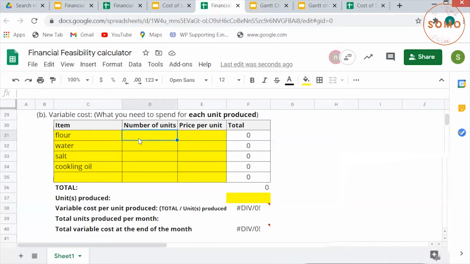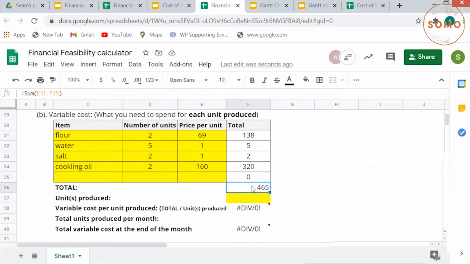In the case of flour, she will use 2 kilograms of flour. She'll also use 5 liters of water. She'll also use 2 tablespoons of salt. And lastly, she'll use 2 liters of cooking oil. 1 kilogram of flour goes for 60 shillings. 1 liter of water goes for 1 shilling. 1 tablespoon of salt goes for 1 shilling. A liter of cooking oil goes for 160 shillings.